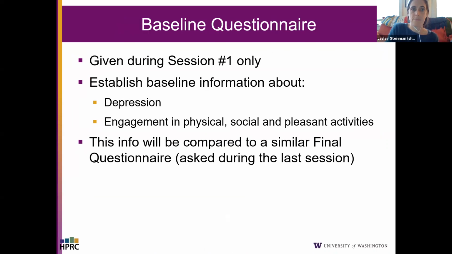So just a reminder that the baseline questionnaire is only done at the beginning, and it's just meant for you to look at change over time. But again, it's not required. So if your organization just says, we want to do depression, that's it, that's fine. You don't have to ask these questions about activation.